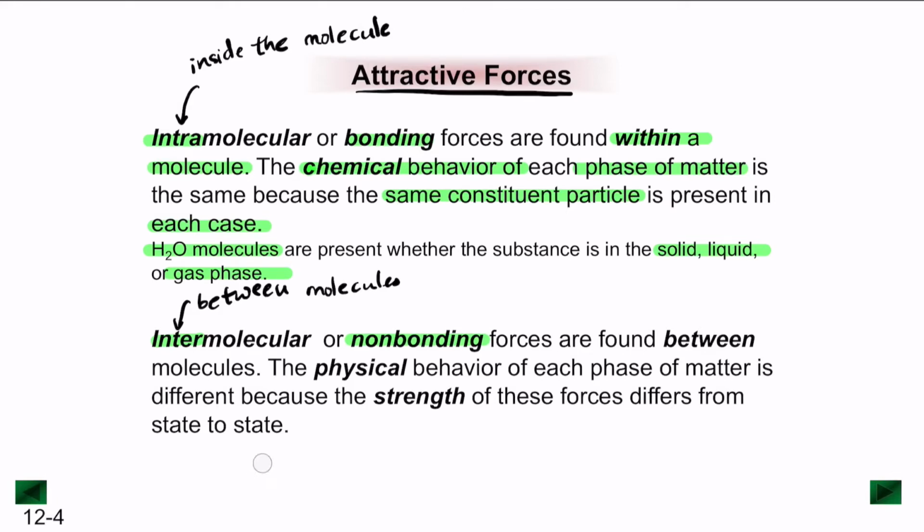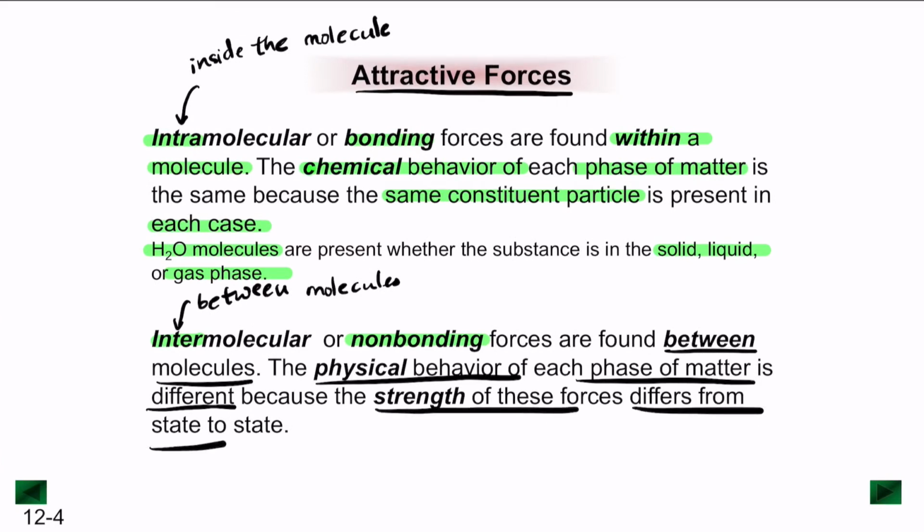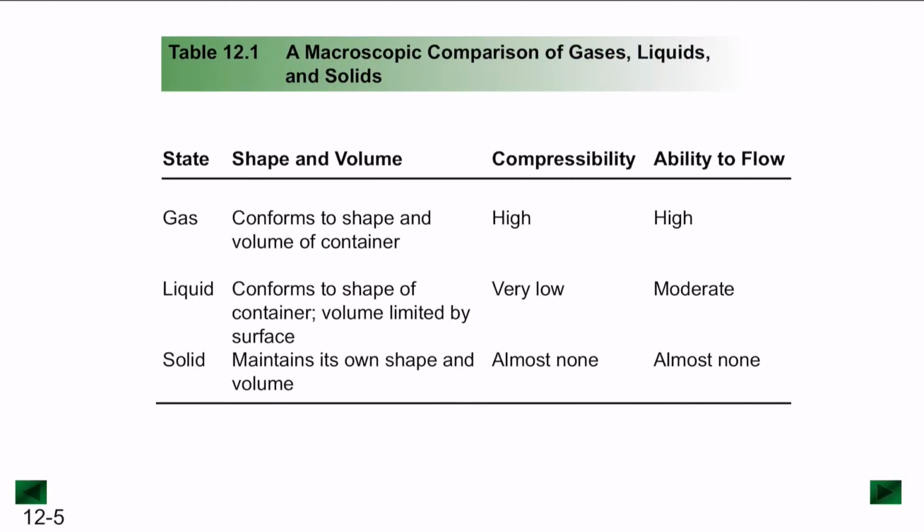So let's take the example here of intermolecular forces. Intermolecular forces are non-bonding forces that are found between molecules. The physical behavior of each phase of matter is generally different because the strength of these forces differs from state to state. So remember this, that when the phase changes, the amount of intermolecular force also will change.